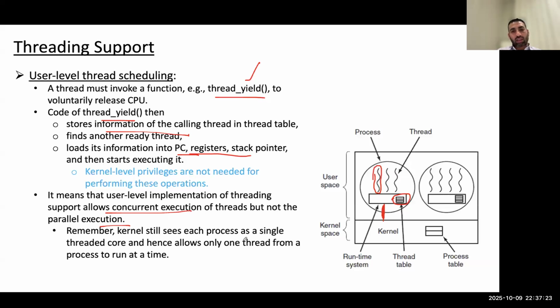The reason we cannot run multiple threads at the same time from the same user process, if threading support is implemented at the user level, is the same one I have already explained: the kernel allocates the core to a process, and since the library is implemented at user level, the kernel still views a process as a single thread, so it gives only a single core.